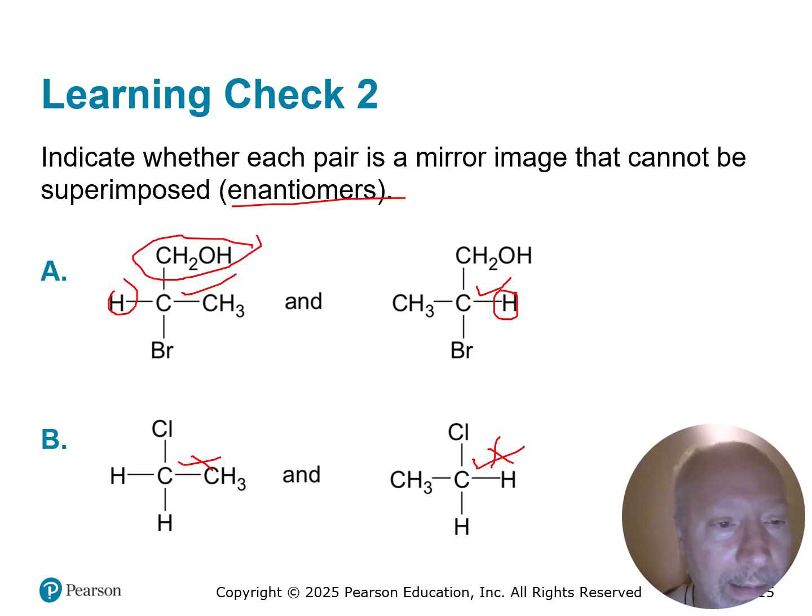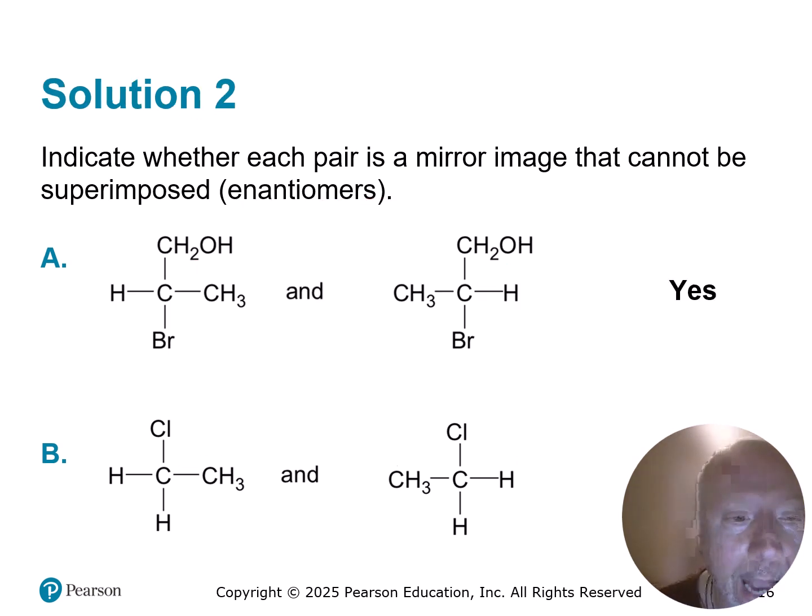They're both the same molecule if we superimpose them. We can do that to guarantee that we know what we're saying, but B is a superimposable non-mirror image, meaning they're the same molecule. But A is a mirror image that's non-superimposable. So they're enantiomers and chiral. So the answer to A is yes. The answer to B is no.